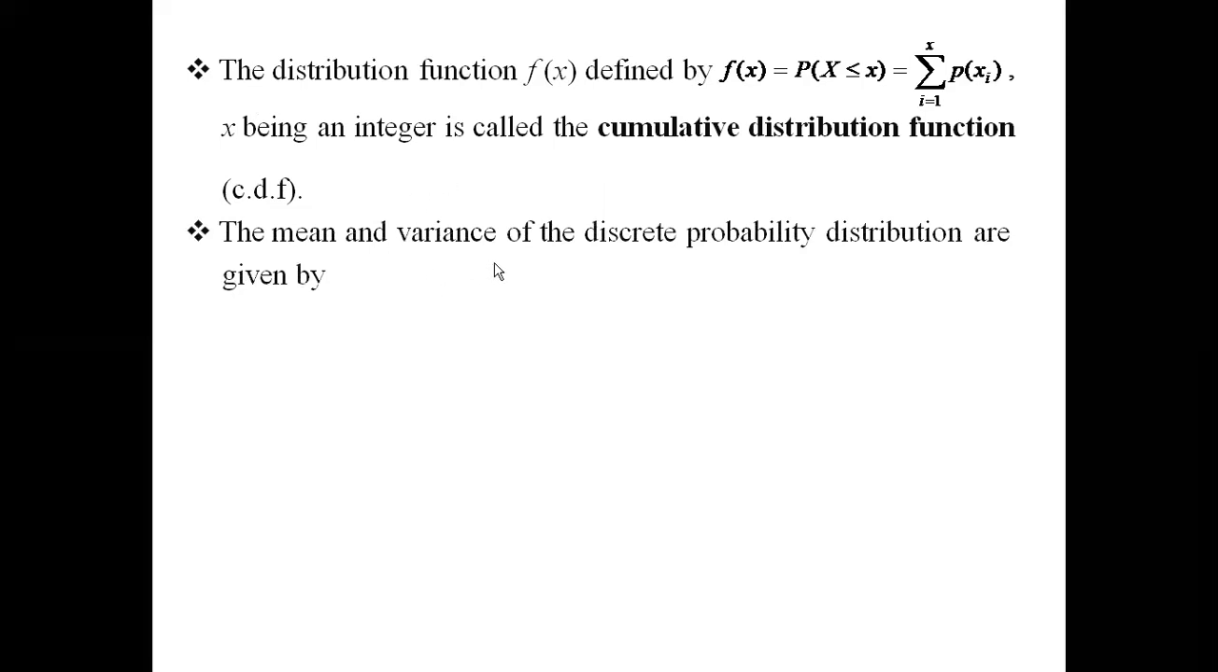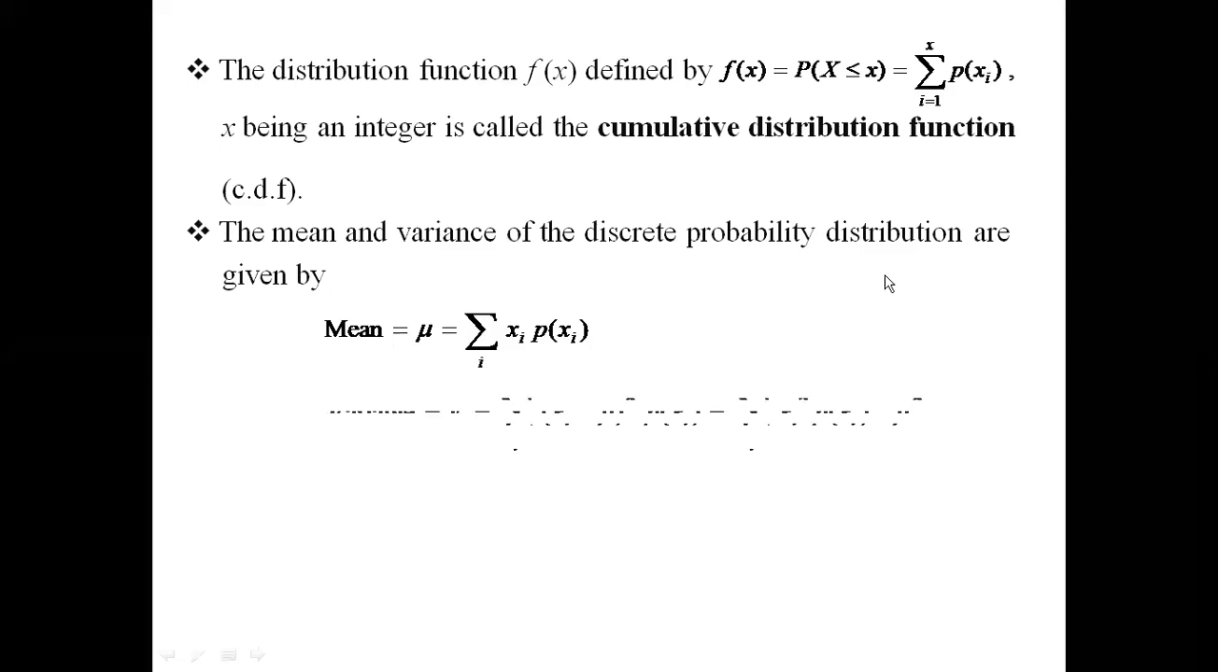Now, the mean and variance of the discrete probability distribution are given by mean mu is equal to summation xi into p of xi, or simply summation x into p of x. From the probability distribution table, if we multiply x into p of x and sum up for all the values of x, that gives us the mean mu for a discrete probability distribution.